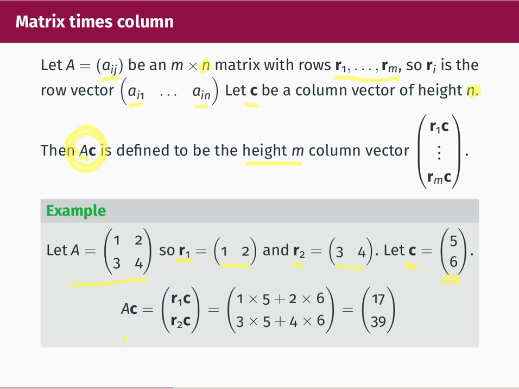If we do that, then by definition, A times C is the height 2 column vector whose entries are R1 times C and then R2 times C. If we do R1 times C, we get 1 times 5 plus 2 times 6, which is 17. And if we do R2 times C, we get 3 times 5 plus 4 times 6, which is 39. So that's our matrix product, A times C. It's the height 2 column vector, 17, 39.